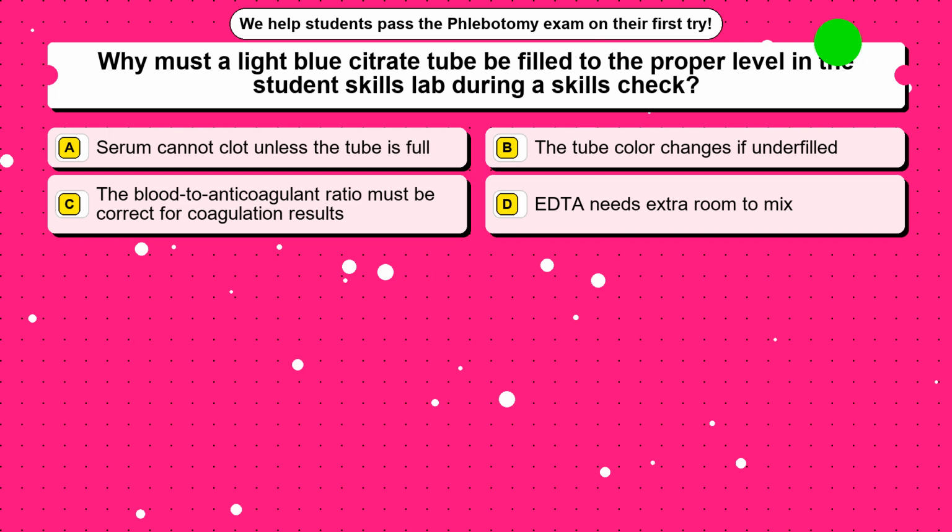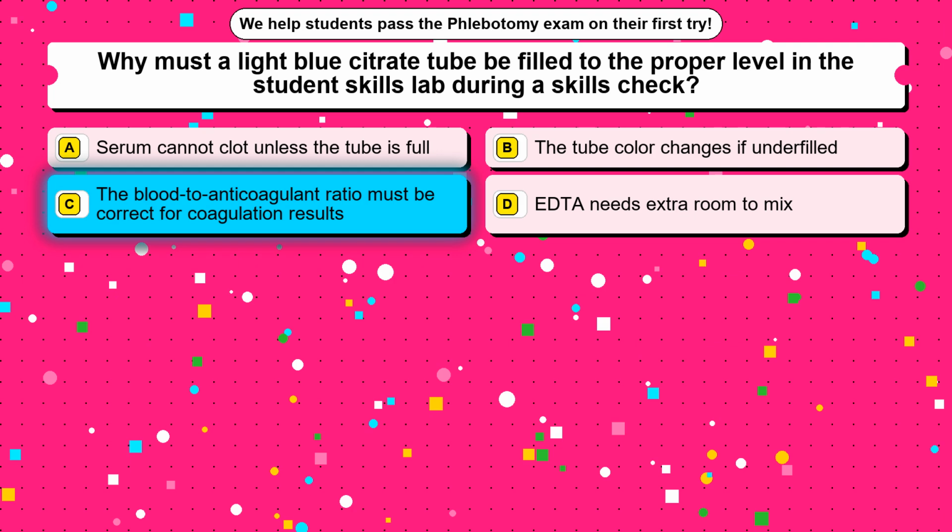Question 58. Why must a light blue citrate tube be filled to the proper level in the student skills lab during a skills check? Option A, serum cannot clot unless the tube is full. Option B, the tube color changes if underfilled. Option C, the blood to anticoagulant ratio must be correct for coagulation results. Option D, EDTA needs extra room to mix.